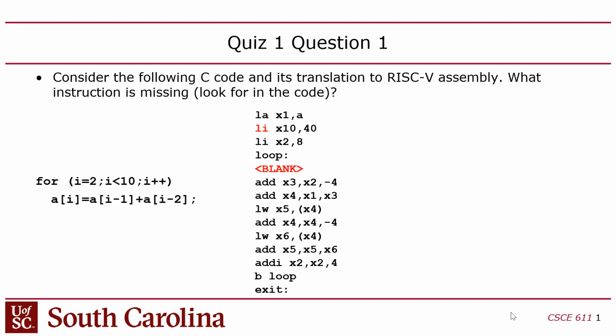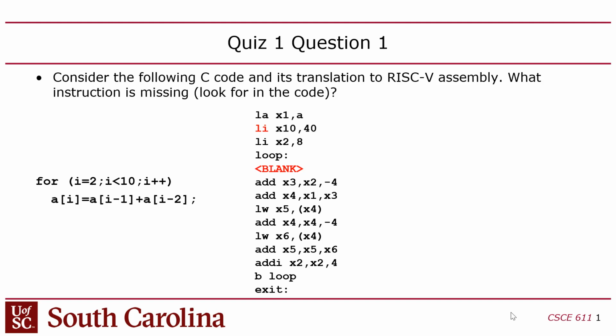The reason for that is that we're going to use I to walk through the array, because we're indexing this A array with I. So we're going to be incrementing I in multiples of 4, and so we'll start it out as 8, and we'll also use that to control the loop. You can see that we load the address of A into x1, and we load 40 into x10. 40 represents the loop limit, which is 10 times 4. And then we start out with the loop.